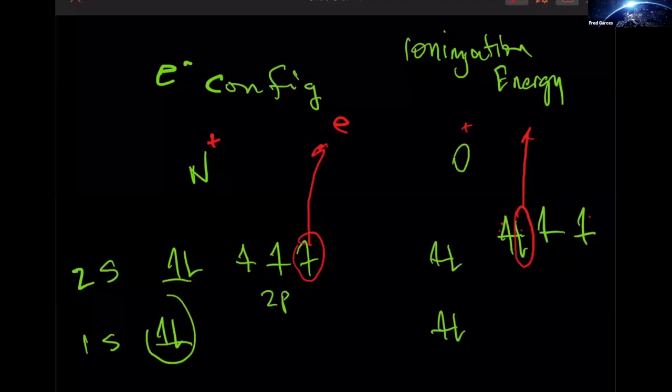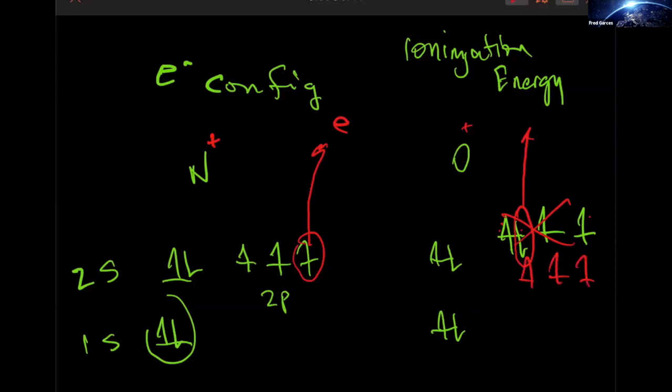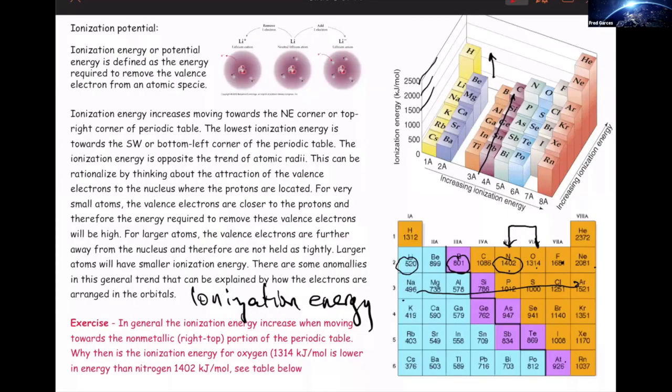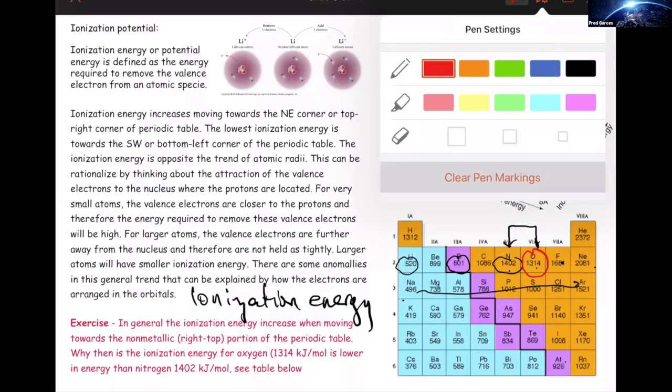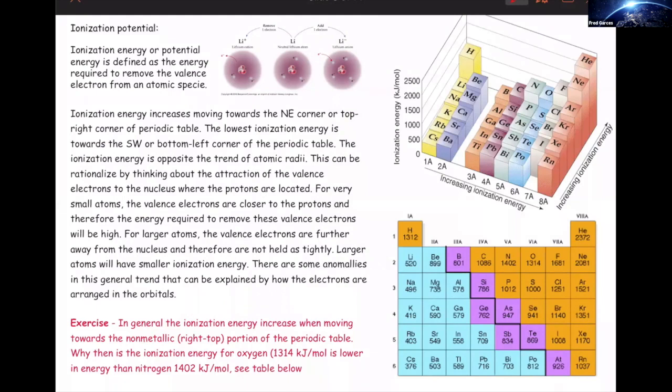Then the other thing that you want to notice is that by removing that, the electron configuration of the oxygen plus is now the same as the nitrogen atom. It's half full. And again, you get added stability when the orbitals are half filled. And so that's why, let's go back over here, the ionization energy for oxygen is much lower than the ionization energy of nitrogen. Okay. And you can see that in different places throughout the periodic table where they have that type of anomaly.